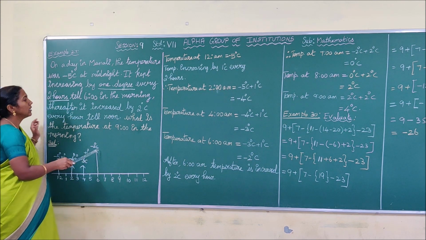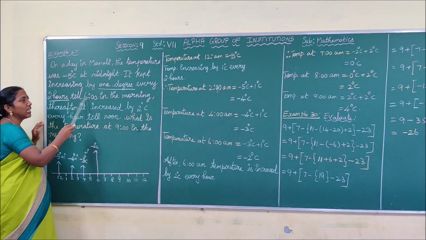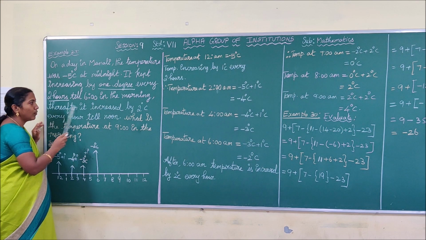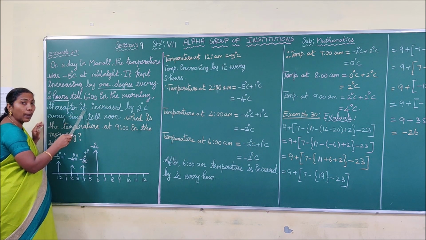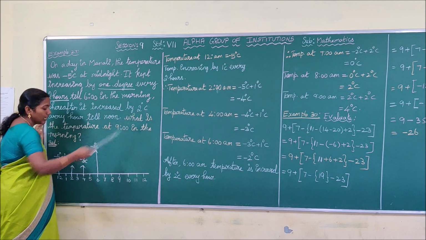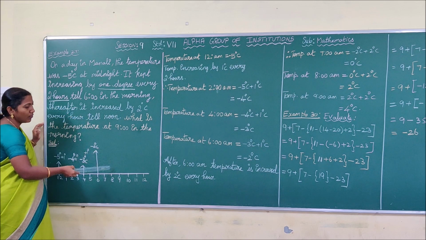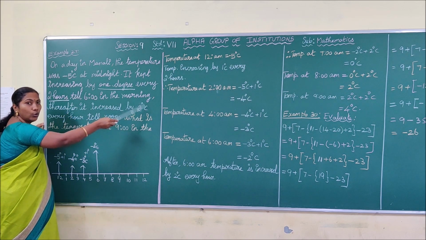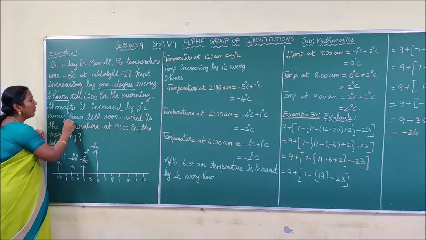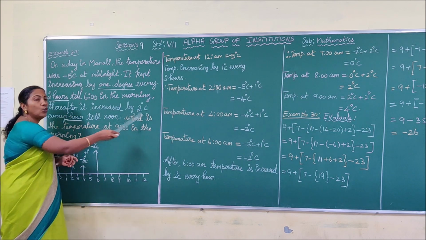Now read the question once again. Thereafter means after 6 o'clock. Here, heat represents temperature. The temperature is increased by 2 degrees Celsius. Before 6 o'clock, the temperature increased by 1 degree every 2 hours. Thereafter, in every 1 hour, the temperature is going to be increased by 2 degrees Celsius.